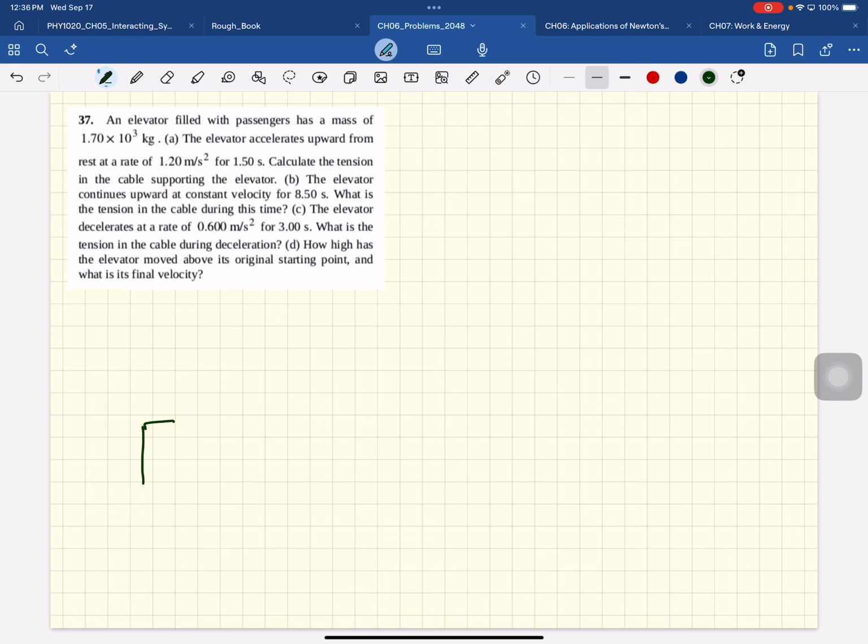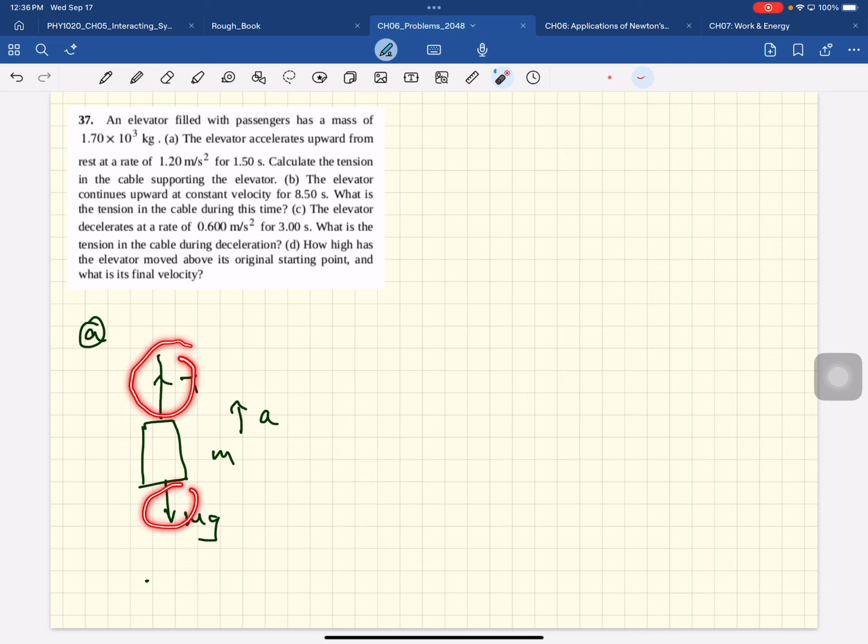All right, so here's the elevator. It has a mass, the tension in the cable, and there's the weight, and the elevator is accelerating upward at 1.2 meters per second squared. So if you take this direction to be positive for the y-axis, T minus mg, the forces in that direction, T minus mg, should equal m times a. Okay. So we'll be using Newton's second law.